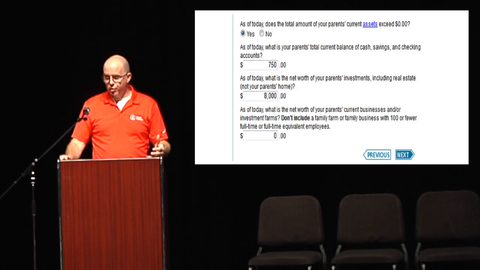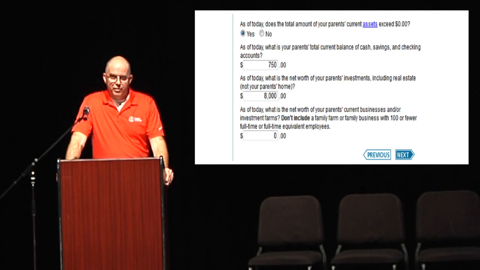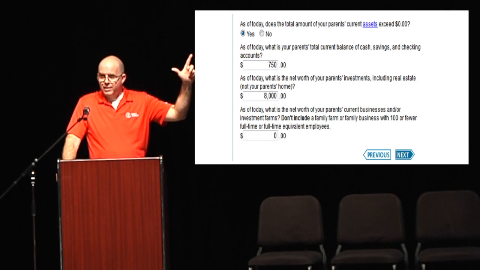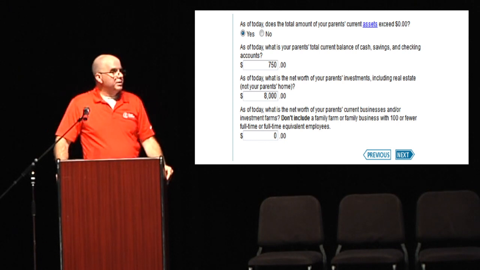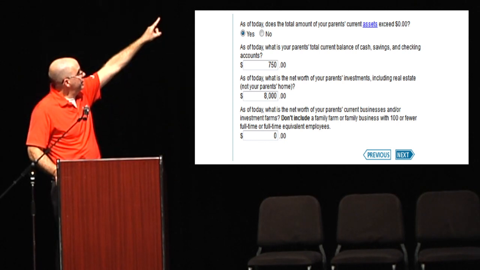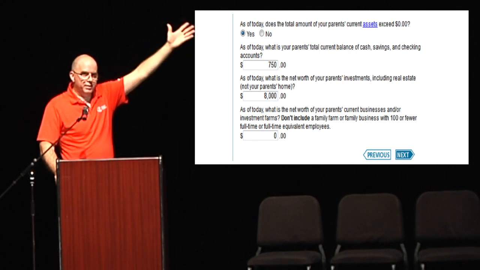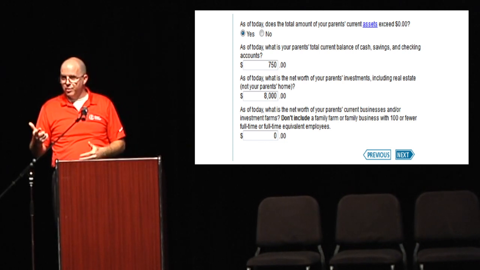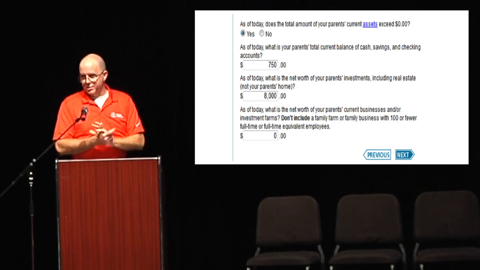Now, in the EFC formula, a certain amount of the parent's assets are protected. It's called the asset protection allowance. For every family, it's different. They look at whether there's one or two parents in the household, and they also look at the age of the older parent as of the last day of the calendar year. You see that first question where it says, as of today, does the total amount of the parent's current assets exceed, and here it says $0. They're going to look at whether there's one or two parents in the household and the age of the older parent to plug in a number where that 0 is, okay?